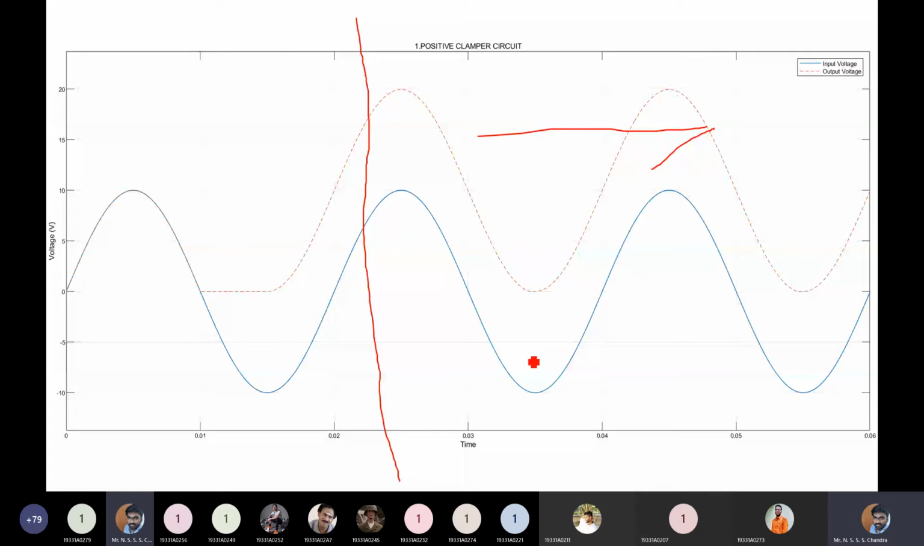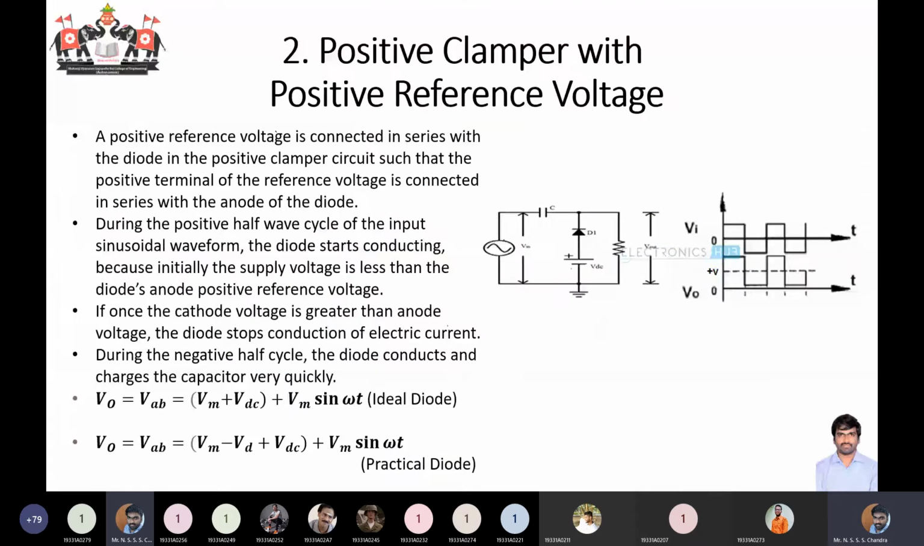Next we have a positive clamper circuit with a positive voltage. The entire circuit operation is one and the same. The only thing is that instead of connecting the anode of the diode to the ground, we are connecting it to a positive battery voltage VDC. Okay, so the anode voltage is now raised by plus VDC, right?